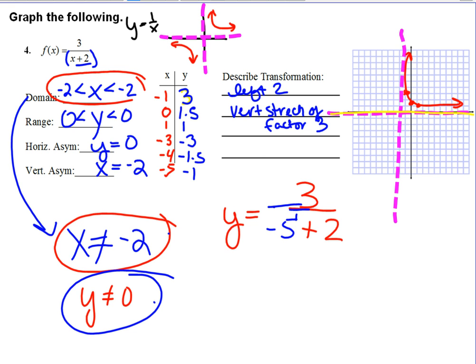Then I was at negative 3, 1, 2, 3. Negative 4, negative 1.5. And negative 5, negative 1. So you can kind of see it does curve. And these are sketches. I know mine aren't ever going to look perfect, but we're looking for a sketch.